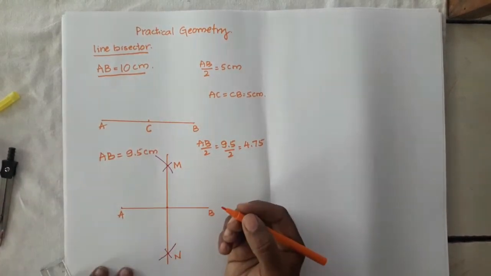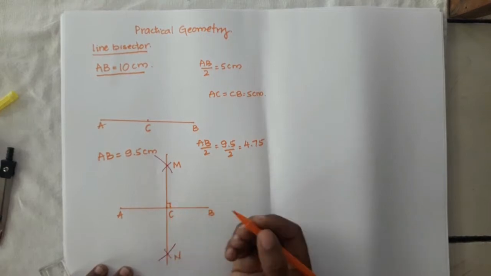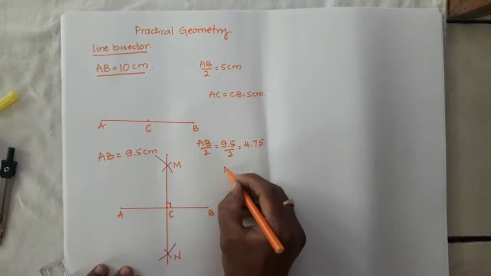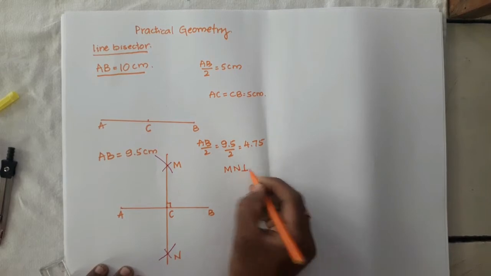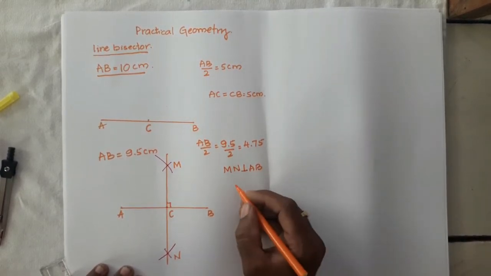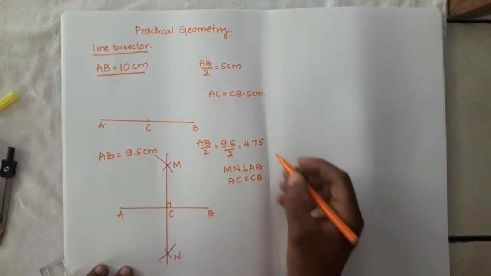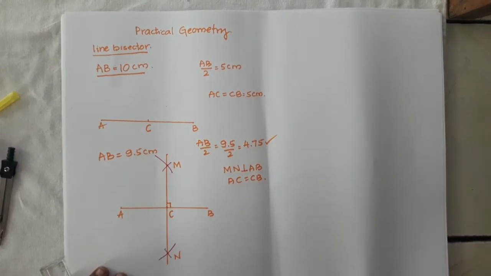Now there are two lines which intersect at a point. I'll name this point as C. This will make 90 degrees. That is, MN is perpendicular to AB. And AC will be equal to CB. This will be equal to 4.75 centimeters. This is how you have to draw a perpendicular bisector of a given line segment.